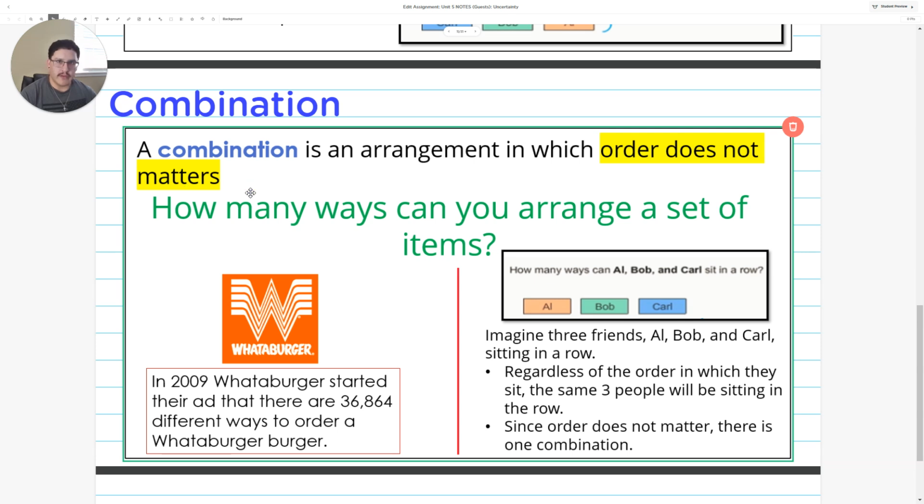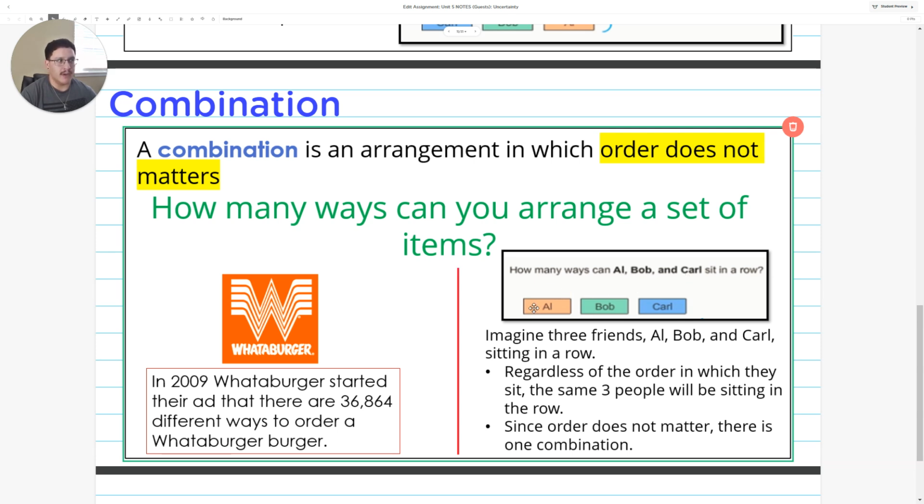Combination. What is a combination? Combination is an arrangement in which order does not matter. So I don't care who's first, I don't care who's second or third, and so on. I just want to put them all in a row, and that's that. So how many ways can you arrange a set of items if order does not matter?